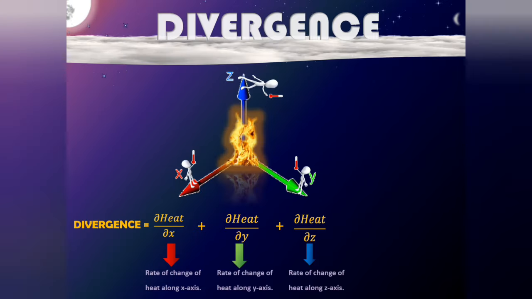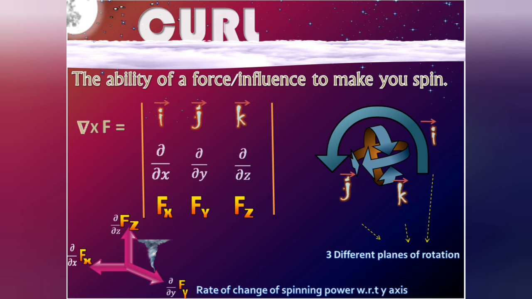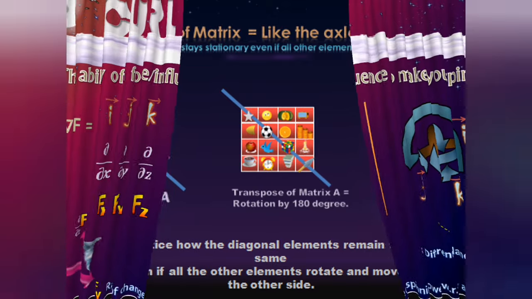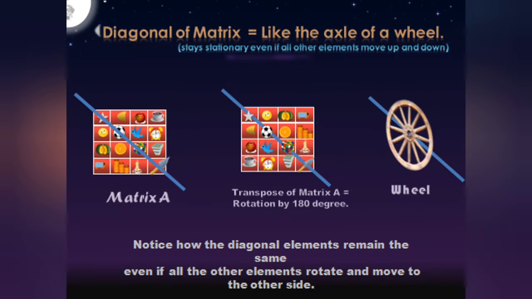Divergence is the rate of change of a quantity, for example heat, along the x, y and z axis simultaneously. What if curl is a measure of how much a field can make you spin? What if i, j and k in the formula indicate different planes of rotation? What if the diagonal of a matrix is the axis of rotation of a matrix?